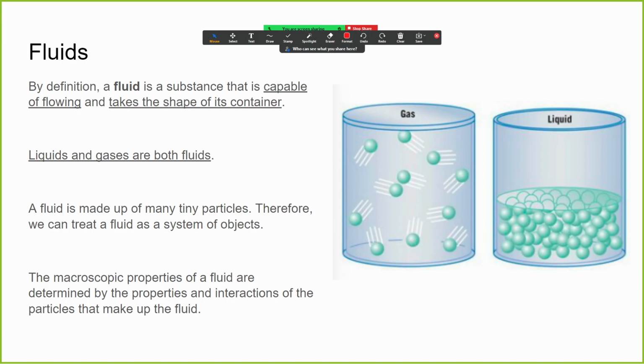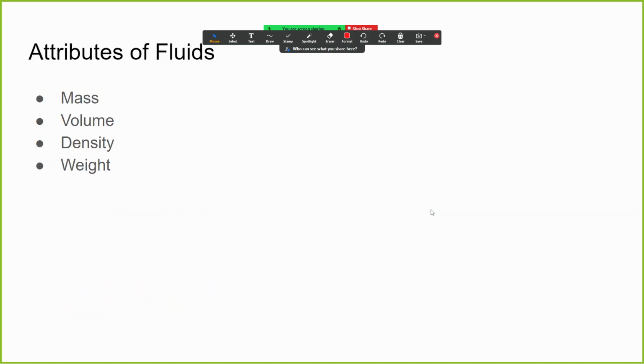Okay, a fluid is made up of many tiny particles, and so we can actually treat a fluid as a system of objects in the same way that we have talked about systems of objects before. So the macroscopic properties of a fluid are going to be determined by the properties and interactions of the particles that actually make them up. So it's the individual properties of the molecules themselves that define what this gas or liquid ends up being.